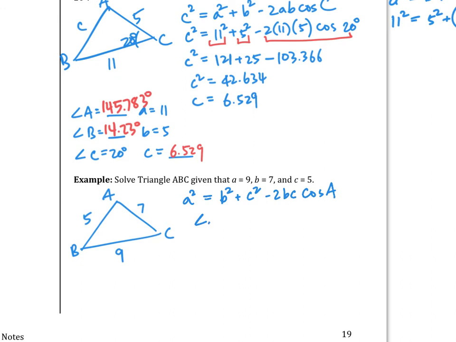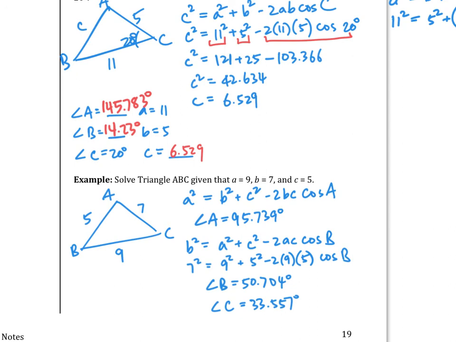All right, angle A is equal to 95.739 degrees. Okay, using the same method, go ahead and figure out B and C. Okay, go ahead and check your answers.